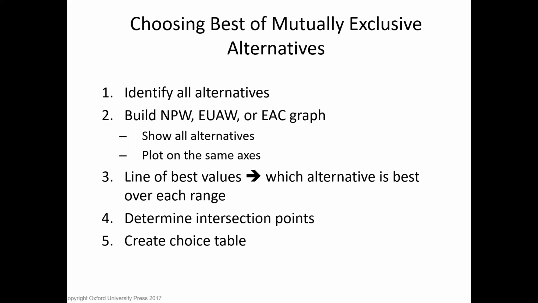Then you figure out the best value, which alternative is best over each of the ranges that you're talking about. Time horizon, for example. Determine intersection points, and then create some analysis. We use a choice table, for example, to lay out the choices and make a selection.